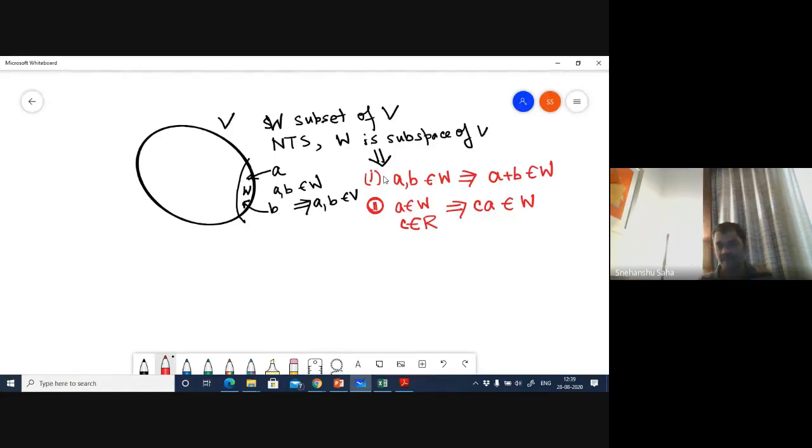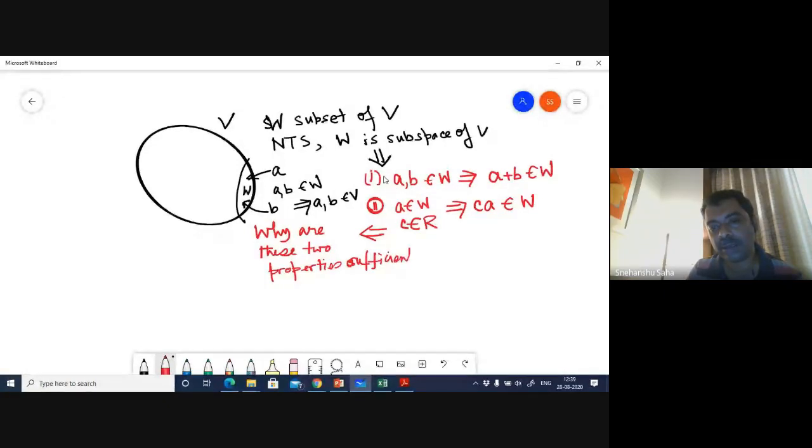You really don't have to verify all the 10 properties. So my question is the following: why are these two properties sufficient? Anyone?